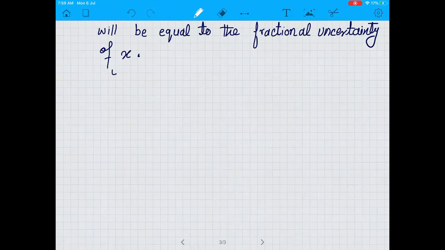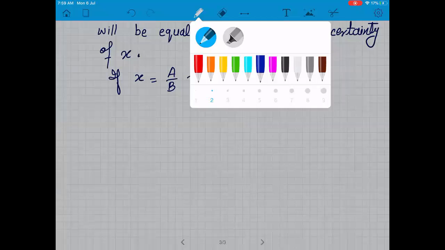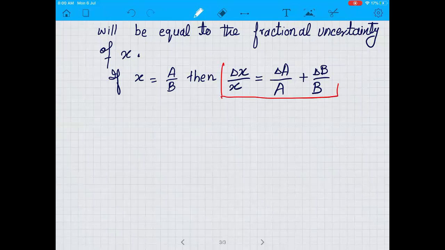Basically, what we are saying is, if you have X is equal to A over B, then fractional uncertainty in X will be equal to fractional uncertainty in A plus fractional uncertainty in B. Whenever two values are divided, sum of their fractional uncertainties will be equal to the fractional uncertainty of the answer. This is the principle. Now, number 5, rule for power.